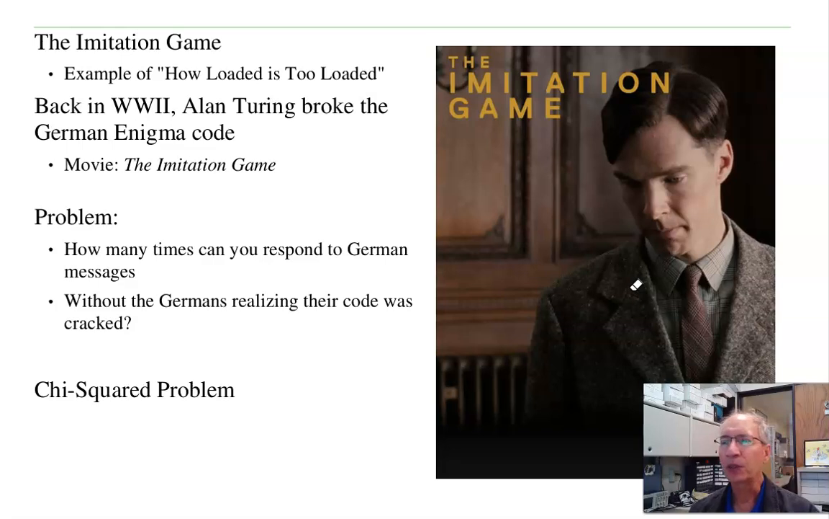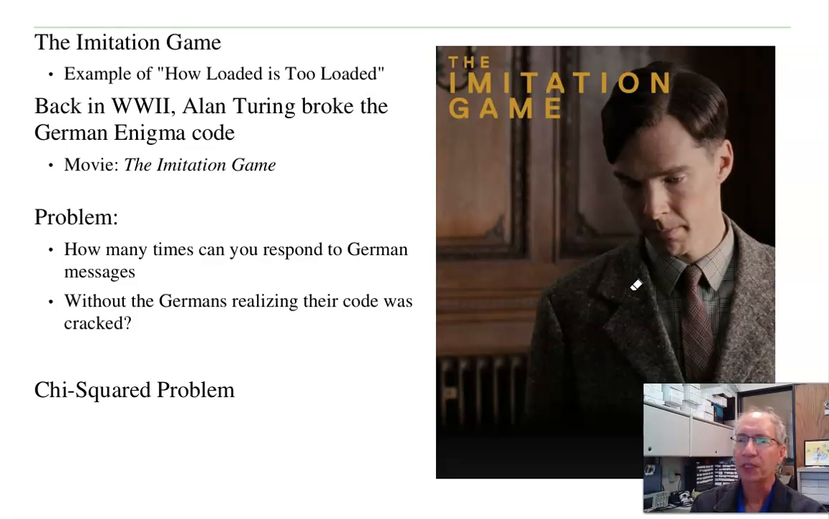Once they broke the code, they had a problem. If they respond to every German message, the Germans will quickly realize that we cracked their code and change the code, in which case you're back where you started. On the other hand, if you never respond, then there's no point in cracking the code. How many times can I respond to the German messages without the Germans realizing that we know what they're saying?